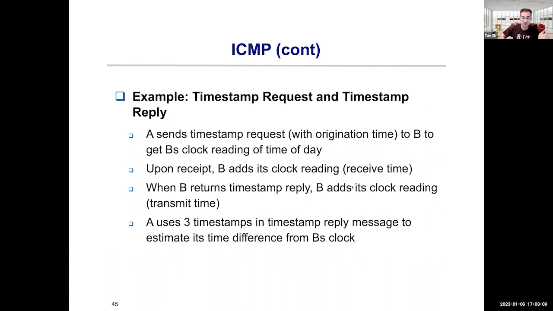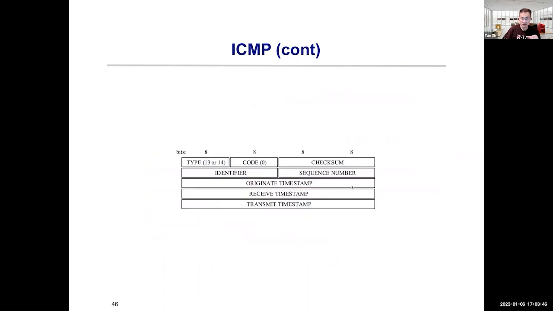Another thing is timestamp request and timestamp reply. A sends a timestamp request to B to get B's clock reading, the time of day. B receives it and records its clock reading as the receive time. B returns a timestamp reply and adds a clock reading as the transmit time. So it uses the three timestamps in the timestamp reply message to estimate the time difference between the clocks. Make sure it's synchronized between the routers. The clock is used to make sure of synchronization. Those are the three timestamps I indicated here: original timestamp, receive timestamp, and transmit timestamp as well.